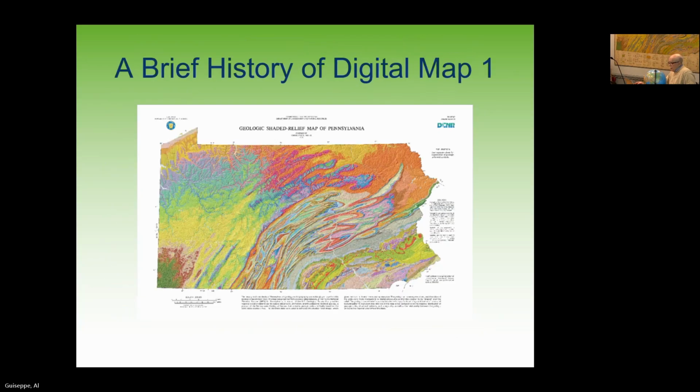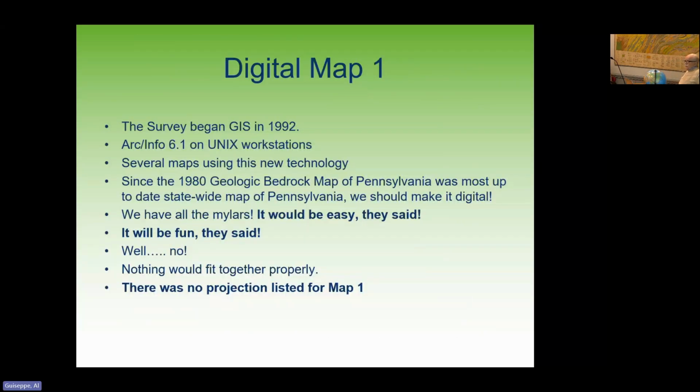So I'm going to give you a brief history of Digital Map 1. It's based on this poor sad thing behind me. The Survey began using GIS in 1992, and I was at the first Sun workstation. It's me and Lenny, I think he's back somewhere. Lenny. We were sitting beside each other.